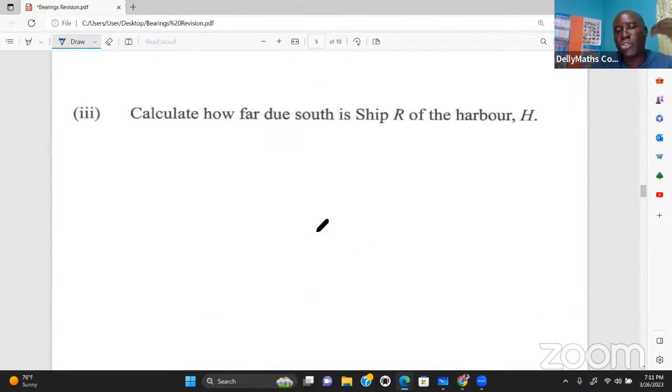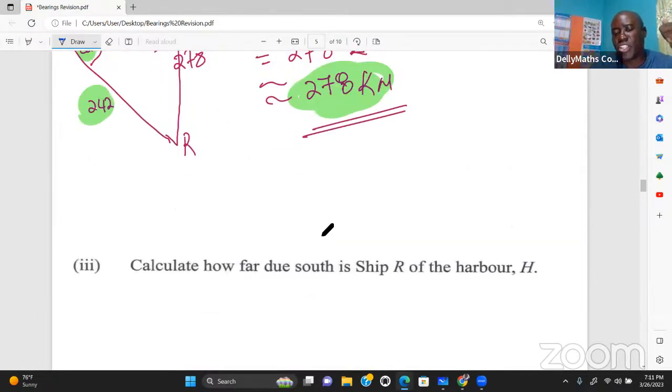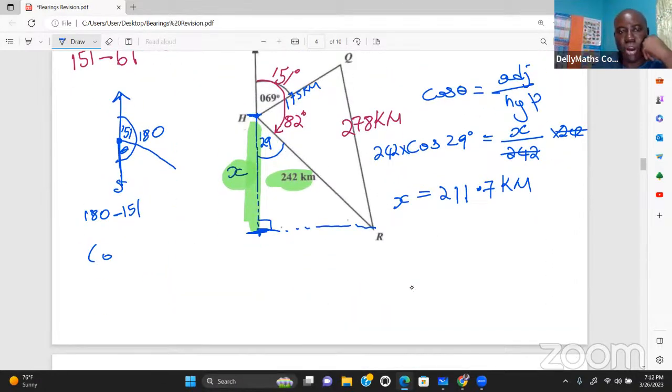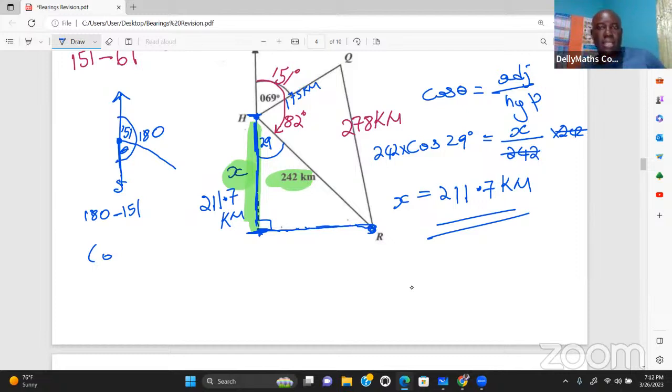How far due south is ship R from H? So when they said how far due south, all they're referring to is how far you need to travel south from H, how far you need to come down. So this is saying 211.7 kilometers. You come south that much distance, then you will be lining up with R across. All right, so the answer is 211.7 kilometers.